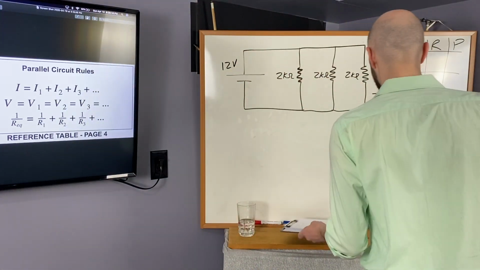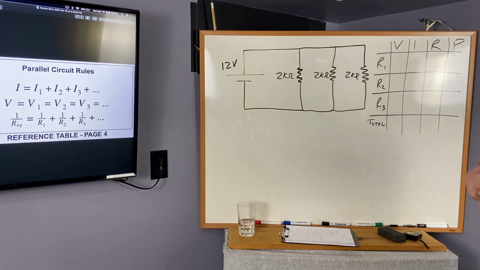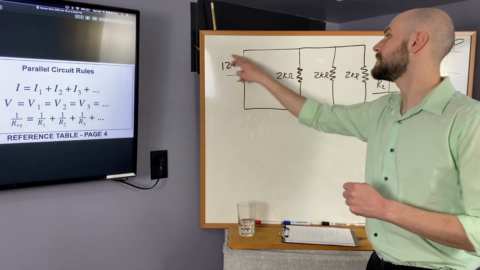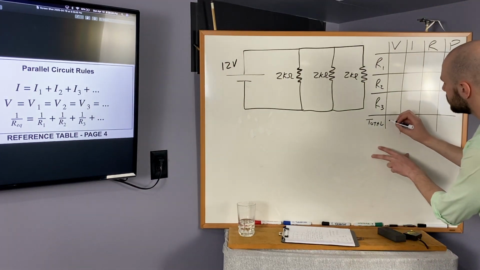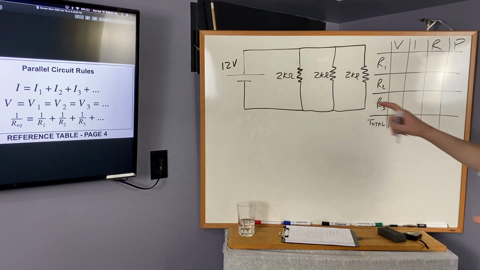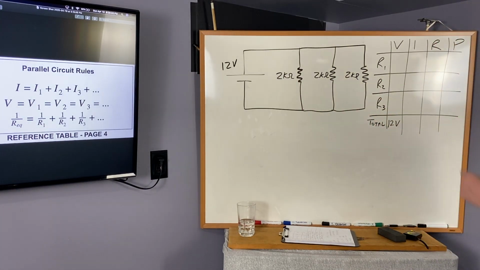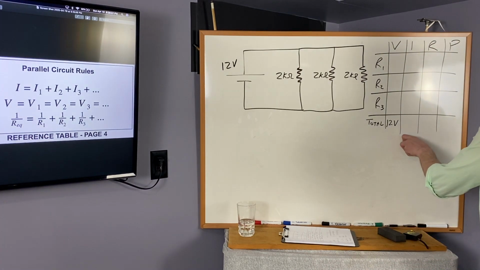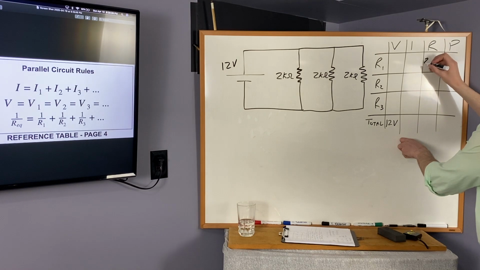First thing we do for our VERP table is we identify what information is given to us, and then we go from there. Well, the total voltage that's supplied to this circuit is 12 volts. Put that here. And each resistor here is 2 kiloohms. Remember, that prefix kilo means 1,000. So R1 is 2,000 ohms. R2 is 2,000 ohms.